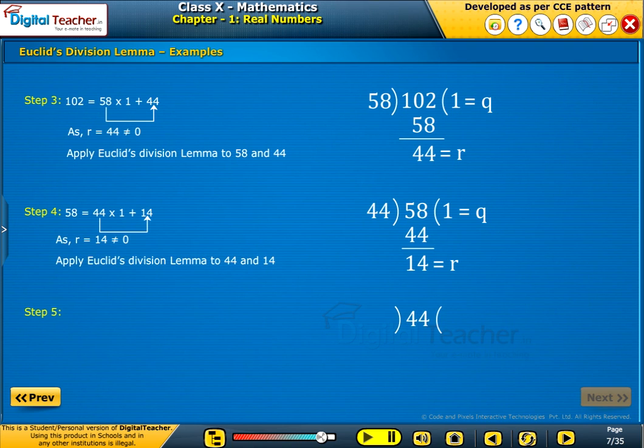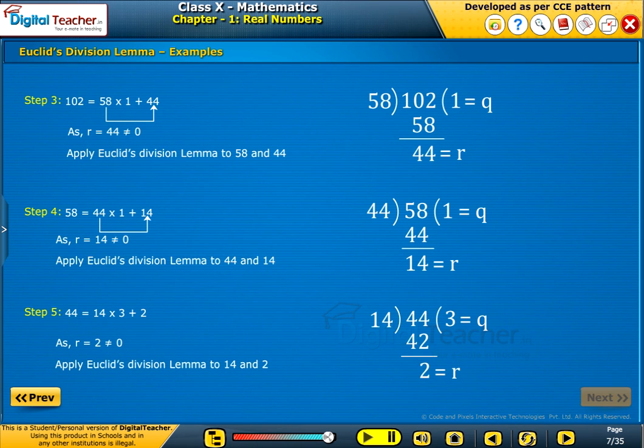Step 5. 44 is equal to 14 into 3 plus 2. As R equals 2, it is not equal to 0. Apply Euclid's division lemma to 14 and 2.